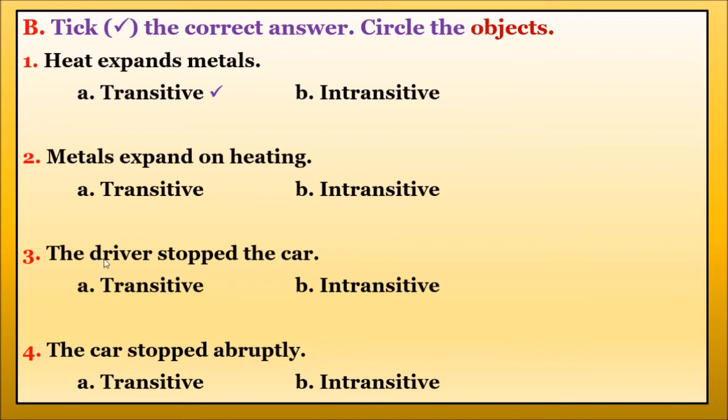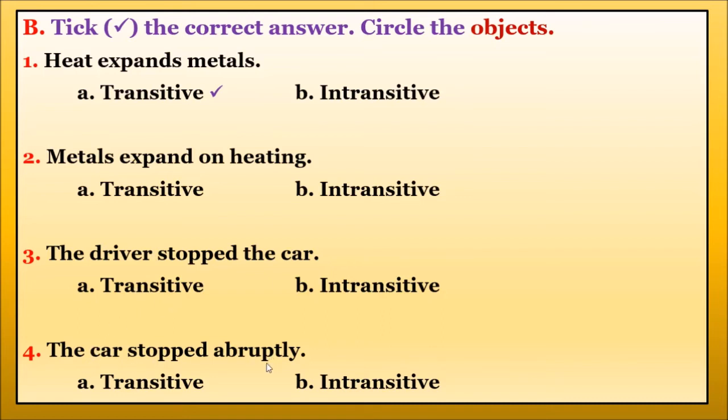Next, the driver stopped the car. The driver is the subject, stop is the verb, and then here they have given the direct object. What did the driver stop? The car. So here we found the right answer. The driver stopped the car, isn't it? So subject, verb and direct object. The verb will be used as a transitive verb.